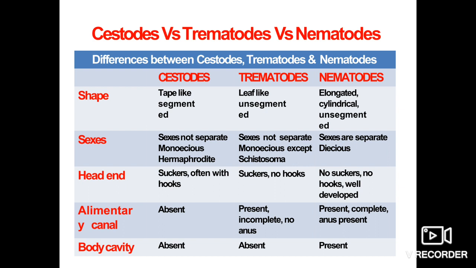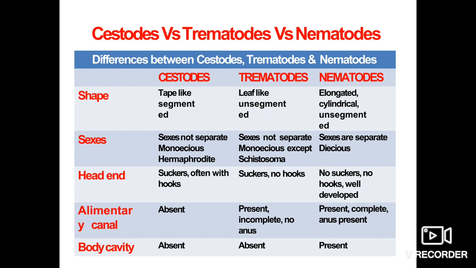Today we will discuss Taenia species from Parasitology. It comes under the Cestodes group. In the first slide you can see a comparison between Cestodes, Trematodes and Nematodes on the basis of shape, sexes, structure of head, alimentary canal and body cavity. The most important part is shape.